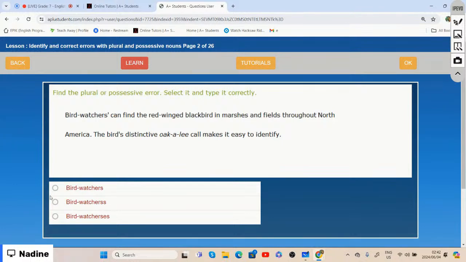All right, so we can say the bird watchers. If we say the bird watchers, right, then it means that we're going to get rid of the apostrophe because it now becomes just a plural, not a possessive noun, just a plural, right? So we say it's bird watchers.